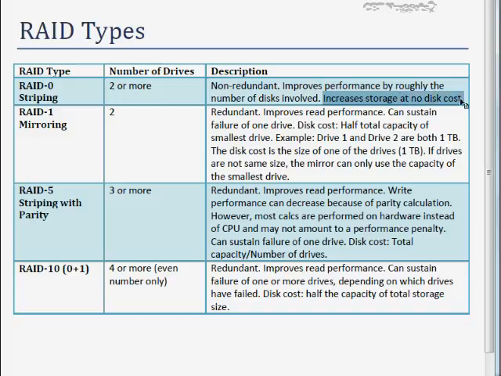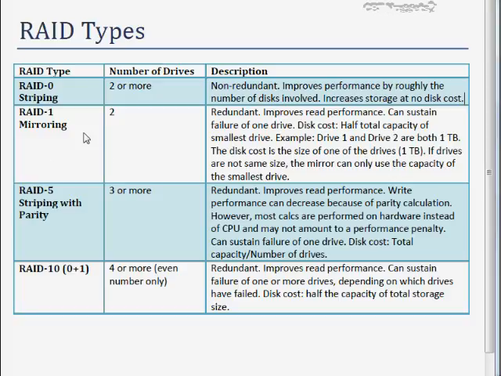This will increase the storage at no disk cost, and that doesn't mean your hard drives are free. What that means is that for some of the other redundancy solutions that we see down here, you actually have to give up a little bit of disk storage space in order to have that redundancy. Well, since there's no redundancy here at all, we don't have any disk cost. In other words, we have not lost any of our available hard drive space.